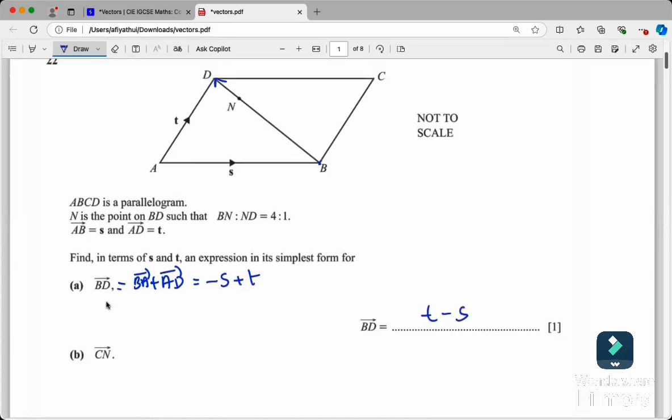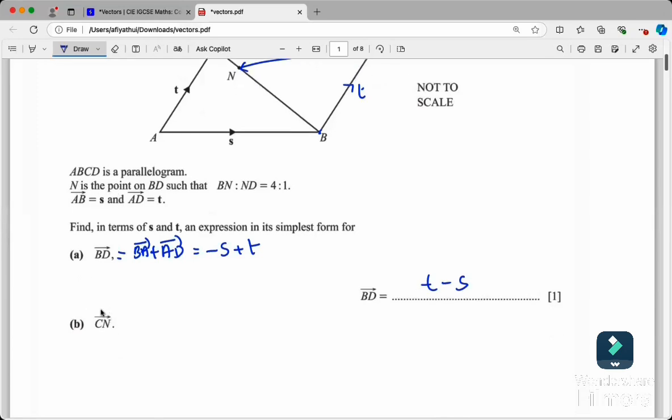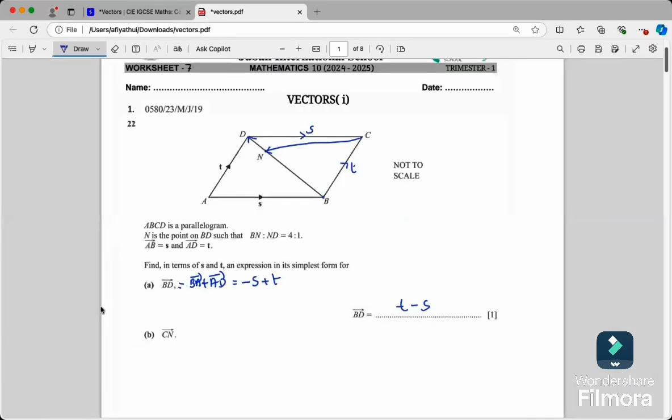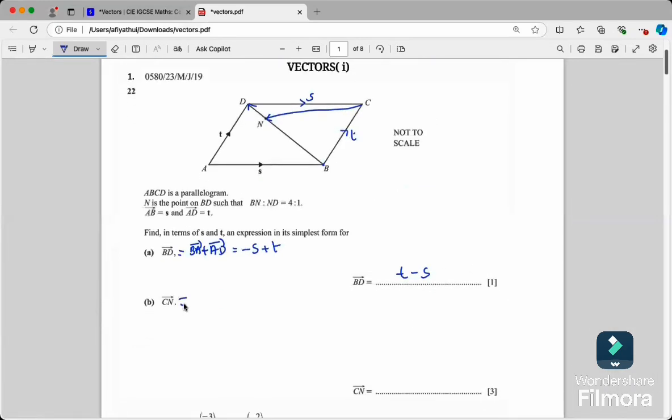So you need to find out what is CN. So this is your CN, a small construction, a small joining from C to N. Since it is a parallelogram, opposite sides are equal. So if this side is T, this is also T, and if this side is AB, this is also S. So in order to reach from C to N, you can go all the way from C to B or B to N, or you can go from C to D and D to N. So here, before proceeding to that, let's write CN is equal to C to D plus D to N.